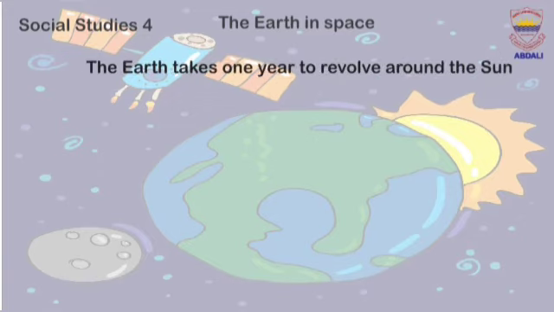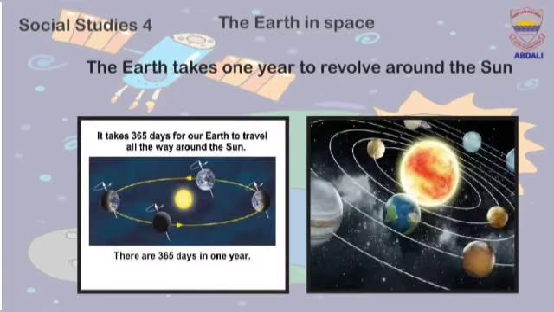The earth takes 1 year to revolve once around the sun. This is true. The earth takes 1 year to revolve around the sun. In other words, we can say it takes 365 days for our earth to travel all the way around the sun, and 365 days is equal to 1 year.